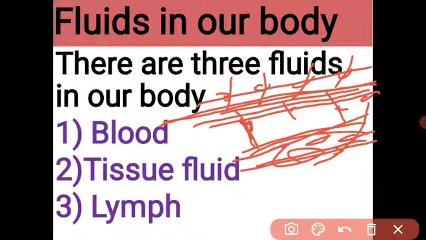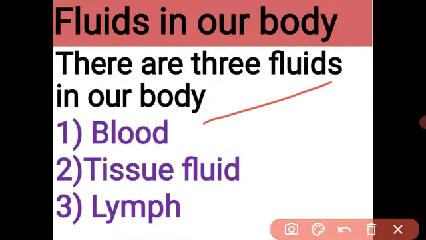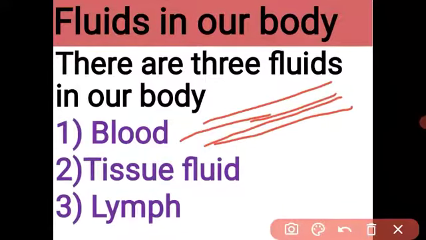What is lymph? Lymph is nothing but blood, beta. Whenever the blood passes through the blood capillaries, which have some small holes, the plasma, a liquid part, and WBC come out from the blood capillary, and this liquid is called lymph.